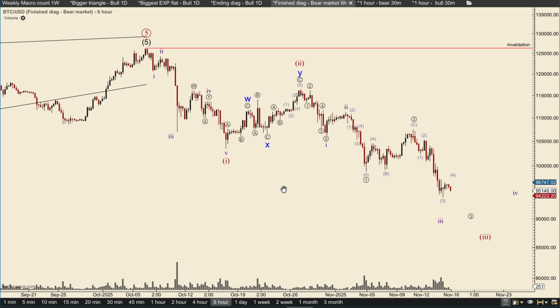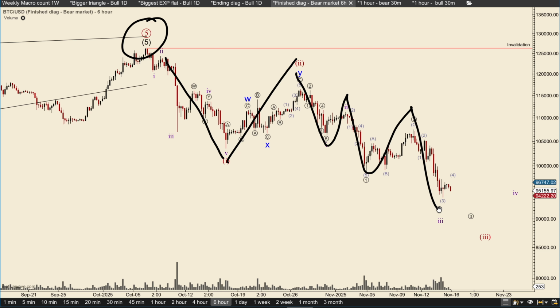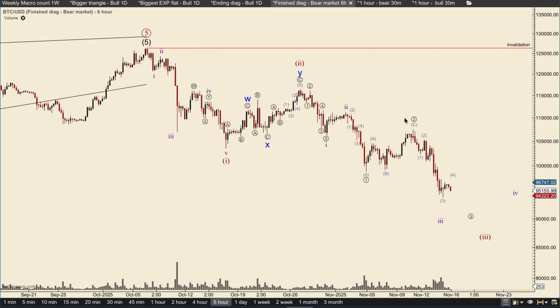Hello, let's take a look at my bearish and bullish scenarios for Bitcoin, starting with the finished diagonal, where this is basically the end of the bull market, and now we're looking for a wave 1, 2, 1, 2, 1, 2, 3, 4, 3, 4, 4, 5, and so on, way lower prices.